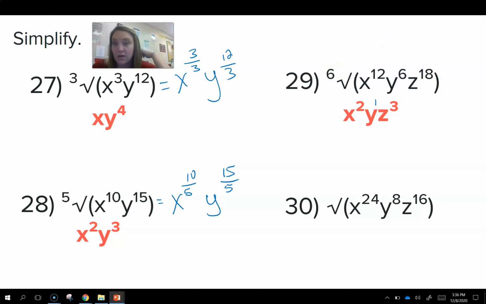All right, 30. What am I dividing by? I don't see your root there. Well, how do we read this? We read this as a square root. When your index or your root is a 2, we don't always write it. It's very common, even in our calculators, there's not a little 2 written next to that square root symbol. So if there's no index there at all, it's going to be 2. Now 24 divided by 2 is 12. 8 divided by 2 is 4. 16 divided by 2 is 8. So your answer here is x to the power of 12, y to the power of 4, and z to the power of 8.